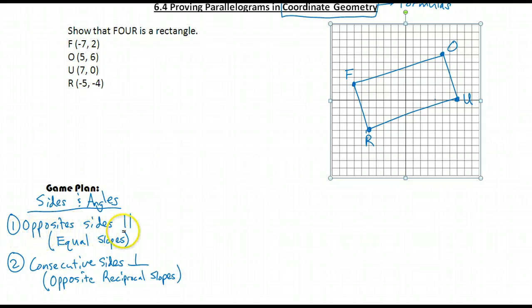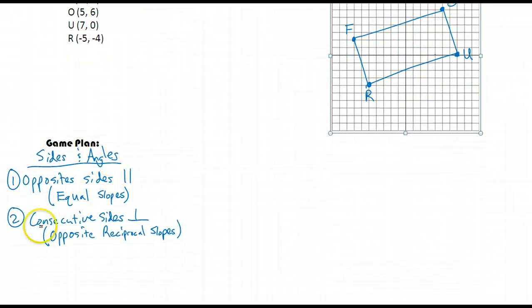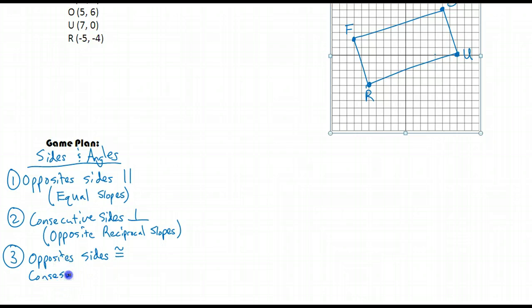Now, step 1 proves that we have a parallelogram. Step 2 proves that we either have a rectangle or a square. To narrow it down, to prove that we have a rectangle and not a square, our opposite sides have to be congruent, but our consecutive sides have to not be congruent. To prove that our opposite sides are congruent and our consecutive sides are not congruent, we're going to use the distance formula to find the length of all the sides.